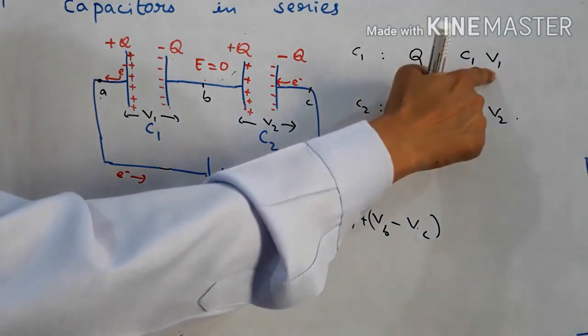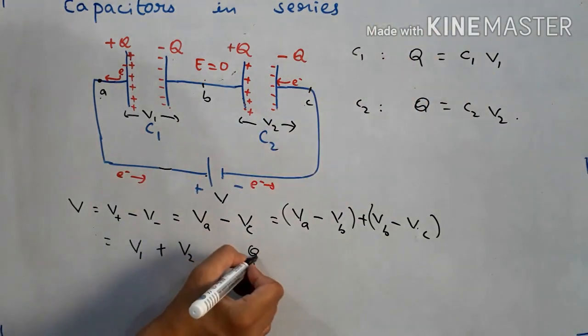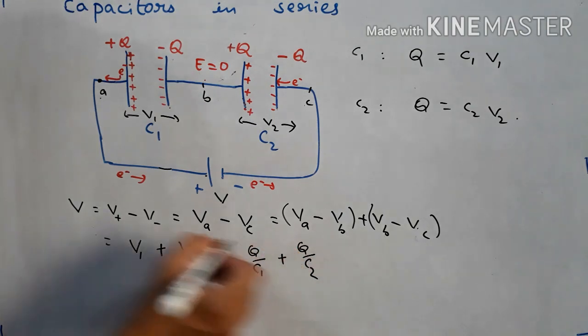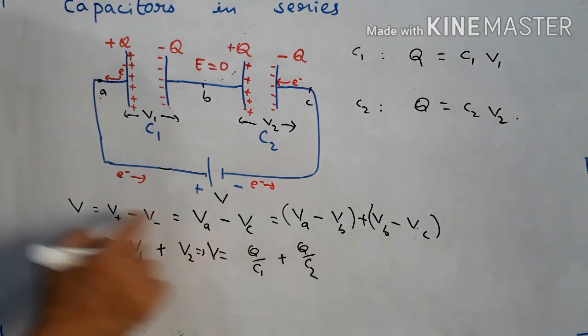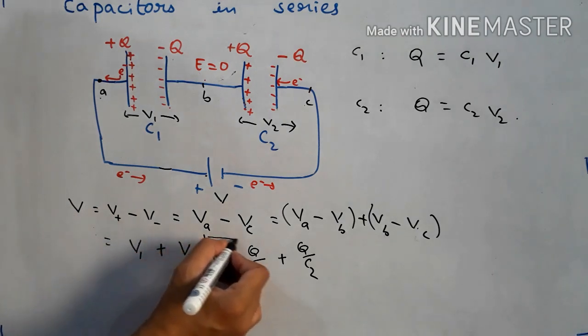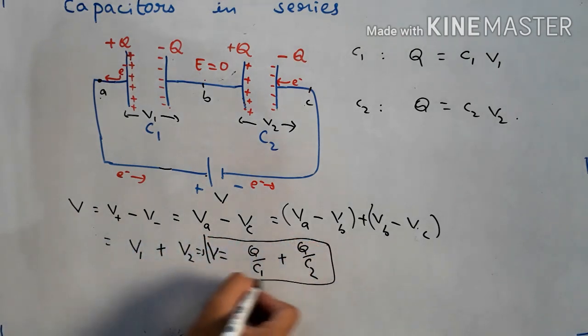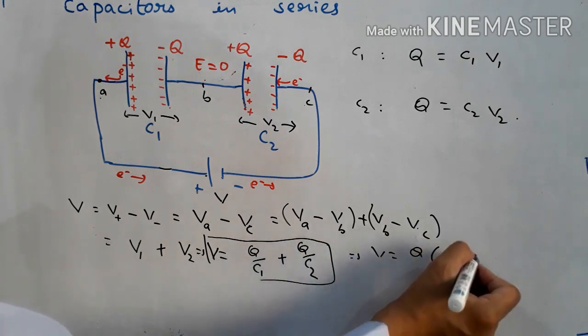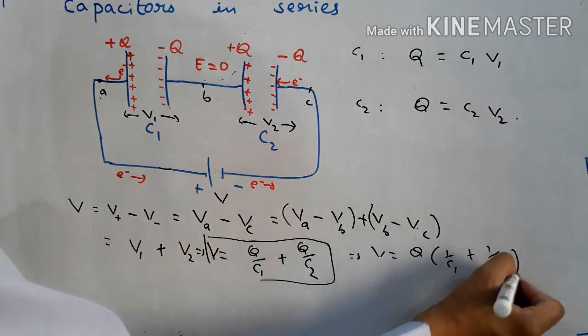Now V1, you can see, students, V1 will be how much? Q upon C1. And V2 will be how much? Q upon C2. So this is our V. So V is equal to Q upon C1 plus Q upon C2. So this implies I can write V, you can take Q as common, 1 by C1 plus 1 by C2.